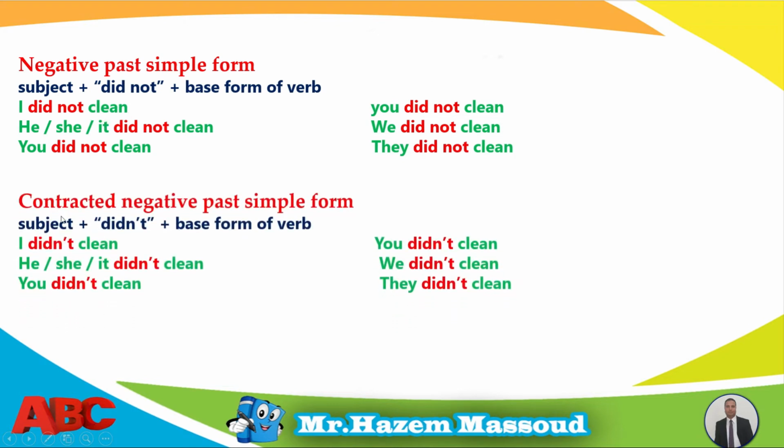And this is the contracted negative past simple form, or a short form of the past simple. Subject plus didn't plus the base form of the verb. I didn't clean, so I delete the letter O and add an apostrophe. I didn't clean, he, she, it didn't clean. You didn't clean. We didn't clean. They didn't clean.